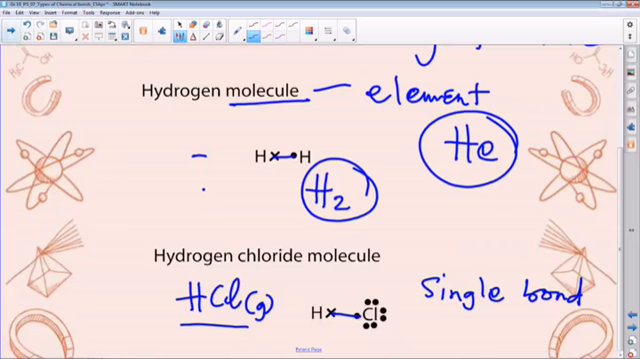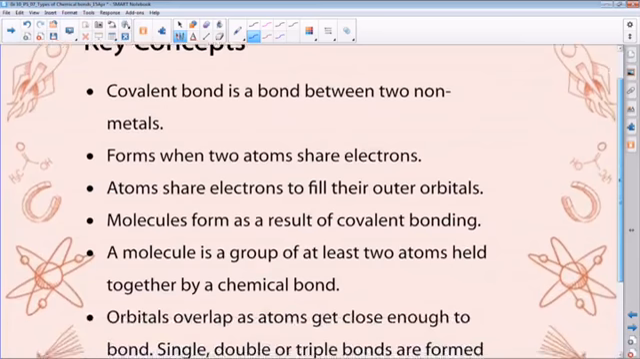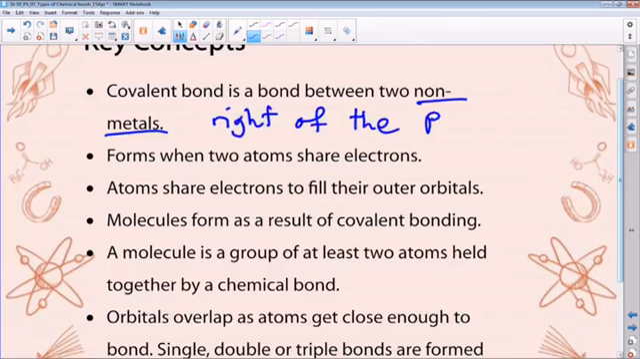Now, let's look at the key concept as far as covalent bonding is concerned. This happens between 2 nonmetals. Remember, nonmetals occur to the right or further right of the periodic table of elements. Hydrogen is an exception as far as alkali metals are concerned. You think of it as a non-metal. It's in group 1 by virtue of the fact that it has a valence of 1. However, it's not classified as a metal as such.